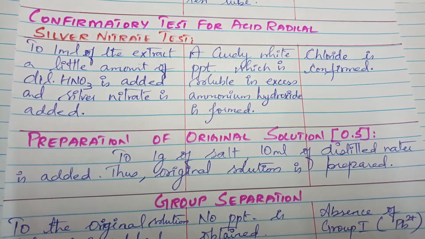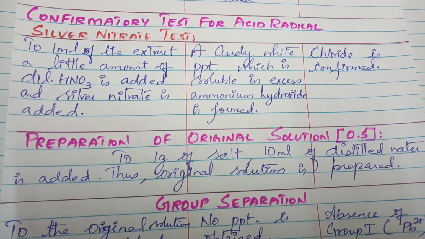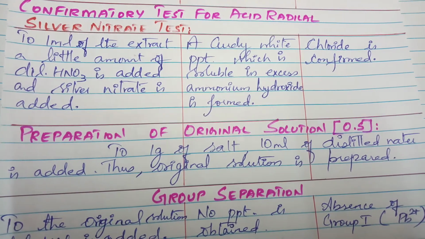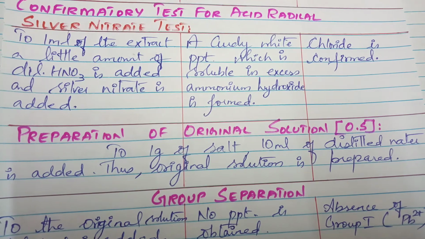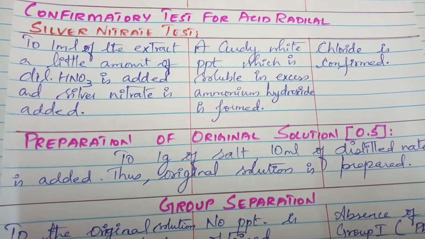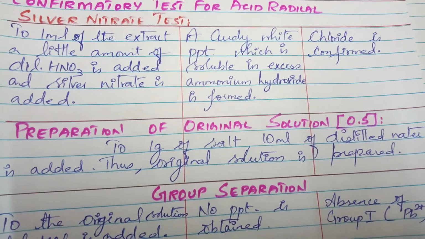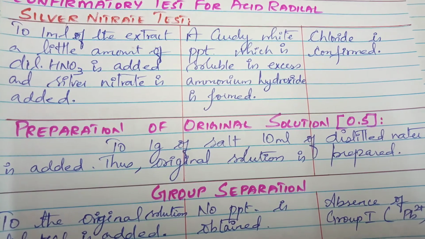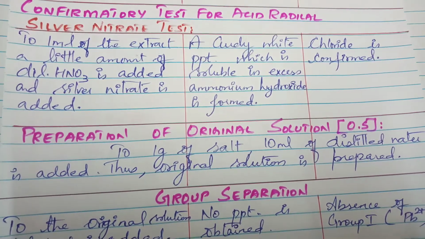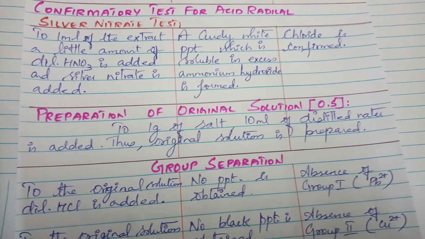This is how I'll confirm the acid radicals. Like this, for sulfate, we can use barium chloride. For nitrate, we can use the brown ring test, and for carbonates we can use the acid test, and so on for the respective radicals. Since my salt is chloride, I'm using the silver nitrate test. So then moving on to the next one, we found the acid radical.